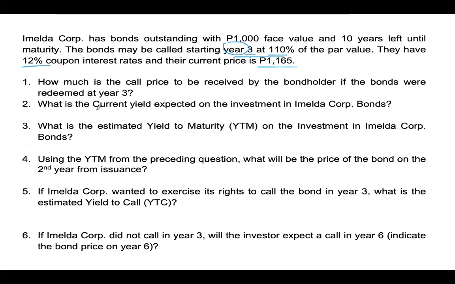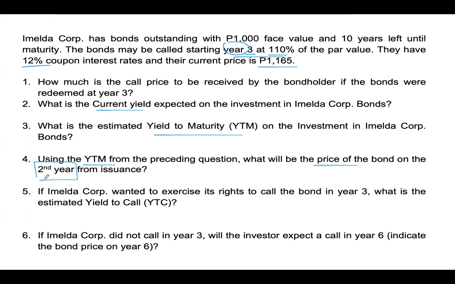What is the current yield expected on the investment in Imelda Corp? That is computed by simply dividing the coupon payment by the bond price. What is the estimated yield to maturity on the investment in Imelda Corp? Using the YTM from the preceding question, what will be the price of the bond in the second year?